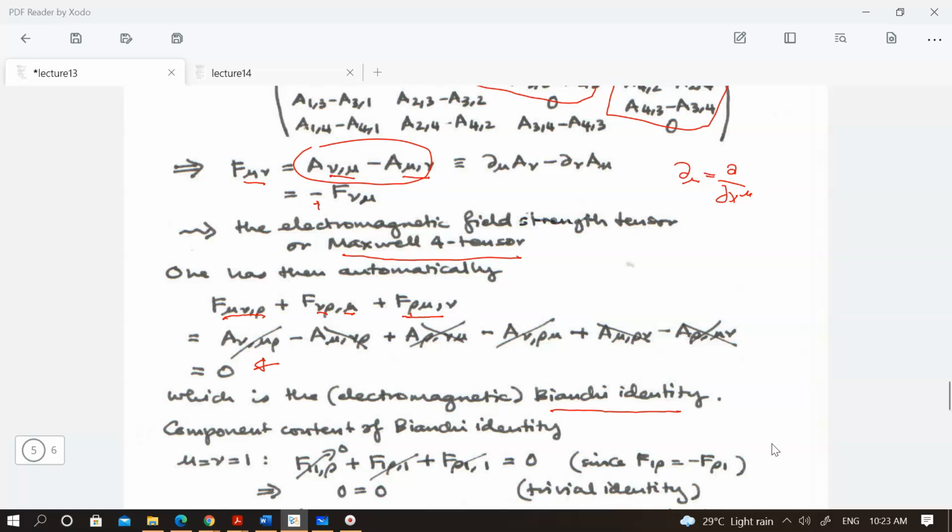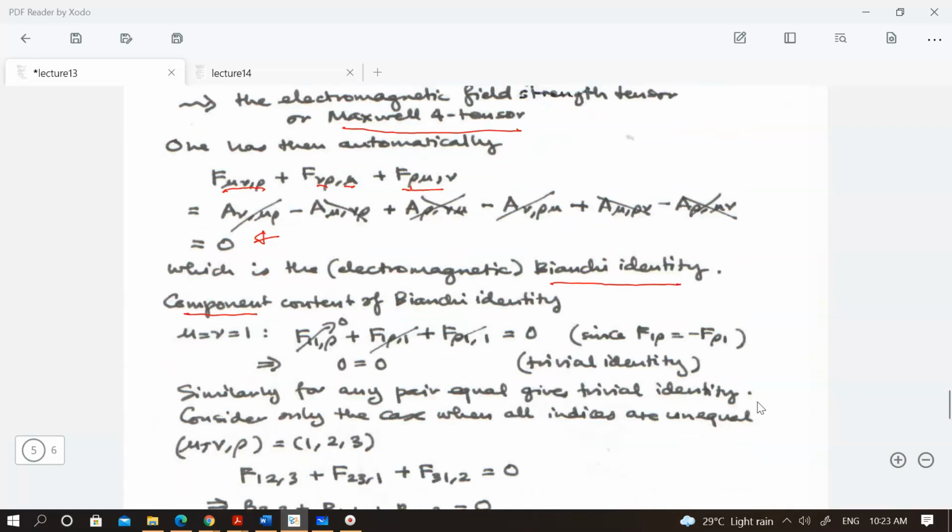Now, is there something special about this identity? Well, there is. If you look at the components of this Bianchi identity, what actually happens? Let's take the case of mu equals 1, nu equals 1. So I would have F11 here, 1 here, 1 here, and so on. That gives you F11 comma rho, F1 rho comma 1, F rho 1 comma 1, and that must be equal to 0.